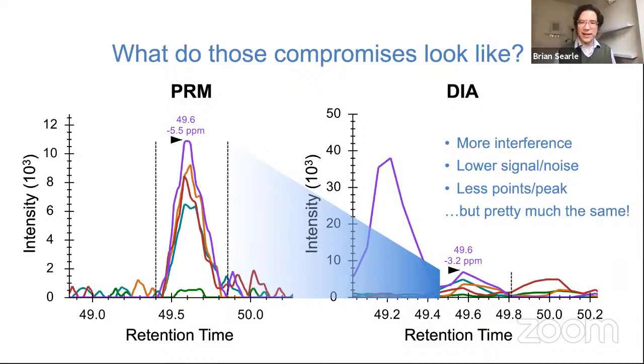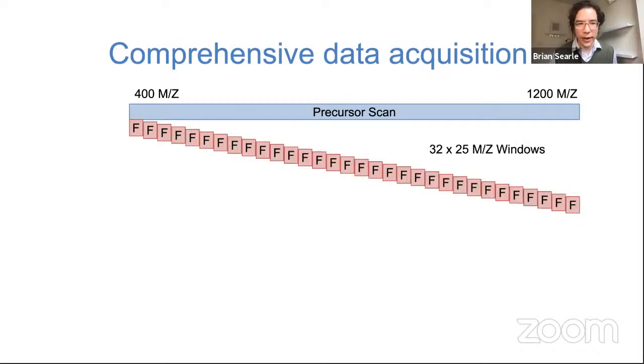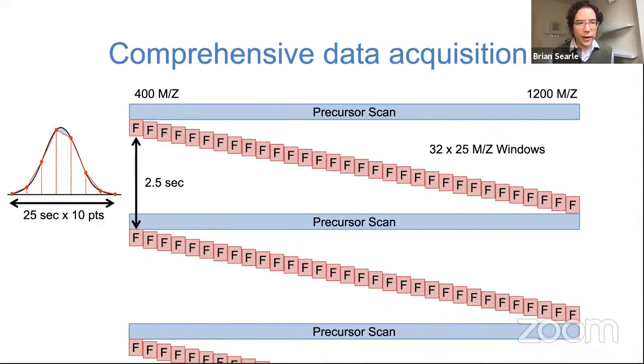So what does DIA data acquisition actually look like? As I said, it's comprehensive acquisition where we're acquiring a precursor spectrum, in this case from, say, 400 to 1200, as with the original SWATH papers or DIA papers. And you collect a fragment ion scan over a reasonably short range in that precursor scan, and then another, and another, and eventually you scan through the entire window. Then you go back and collect another precursor scan and another set of fragment ion scans.